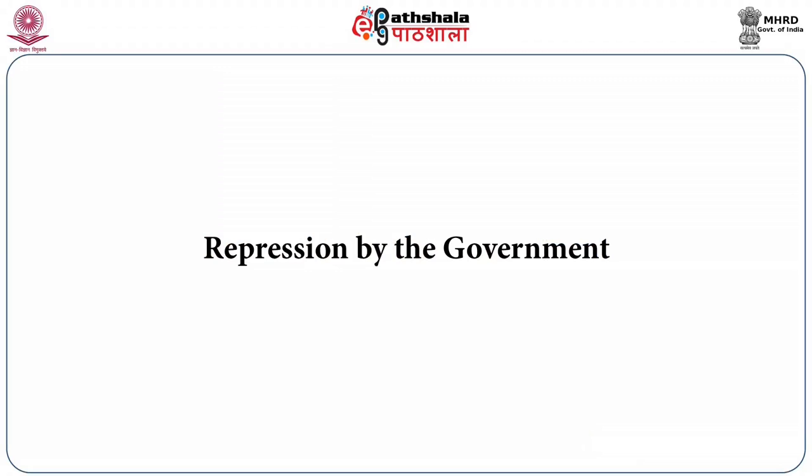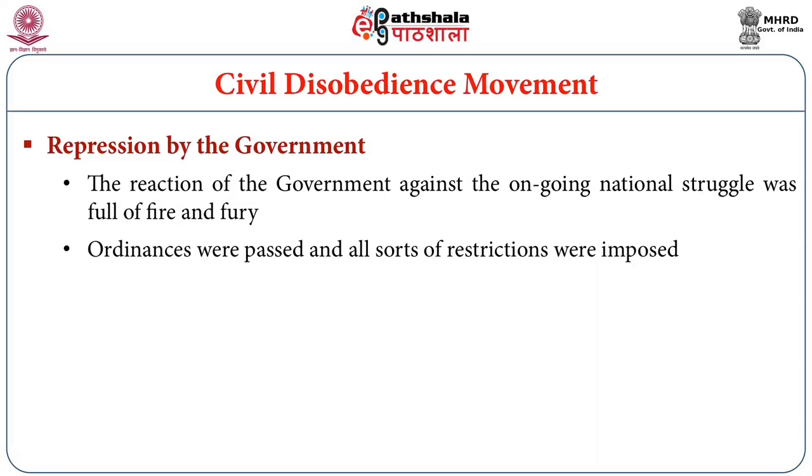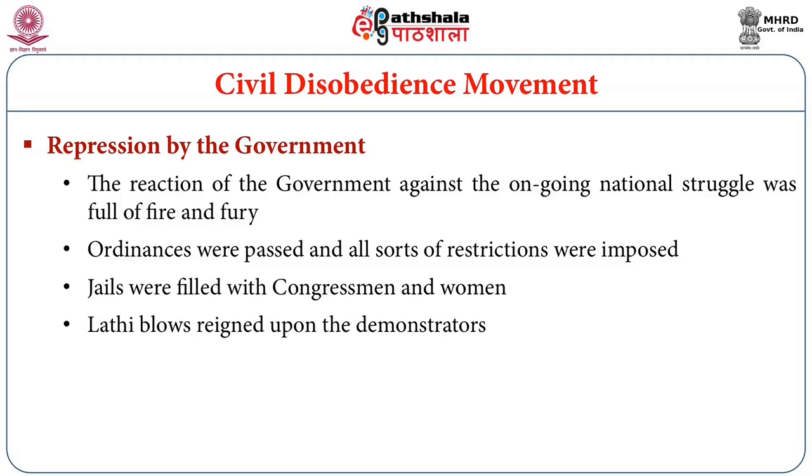However, the then British government did not keep quiet; they took several measures in several ways to suppress the movement. Now we may shift our discussion to what were the measures taken by the British government to suppress the civil disobedience movement. The reaction of the government against the ongoing national struggle was full of fire and fury. Ordinances were passed and all sorts of restrictions were imposed. Jails were filled with congressmen and women. Lathi blows rained upon the demonstrators.